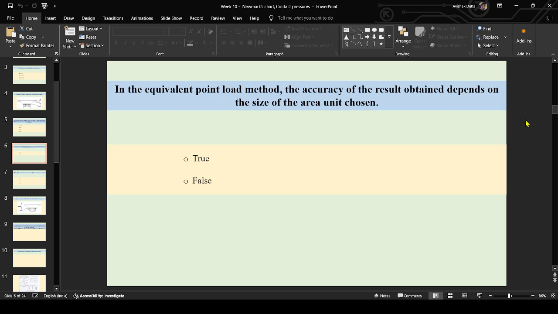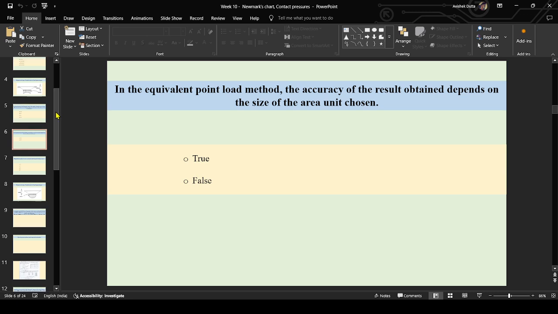Anyway, I repeat the question. In the equivalent point load method, the accuracy of the result obtained depends on the size of the area unit chosen. Is this statement true or false? Okay, next question.